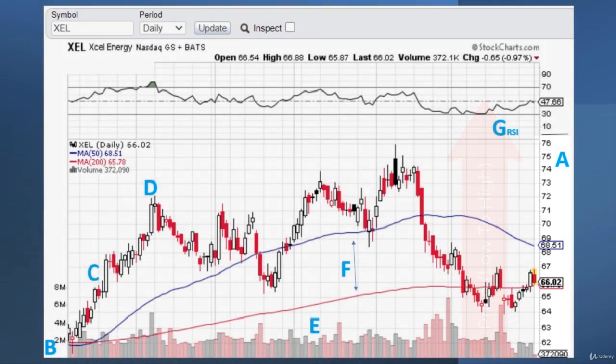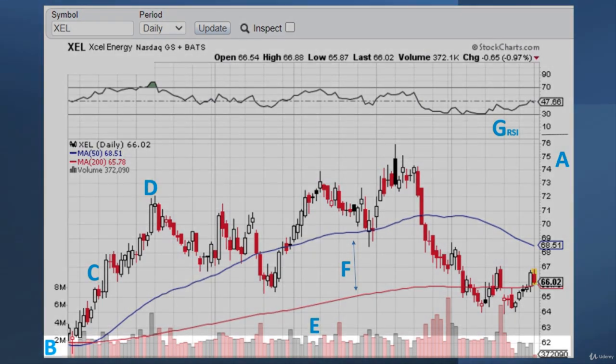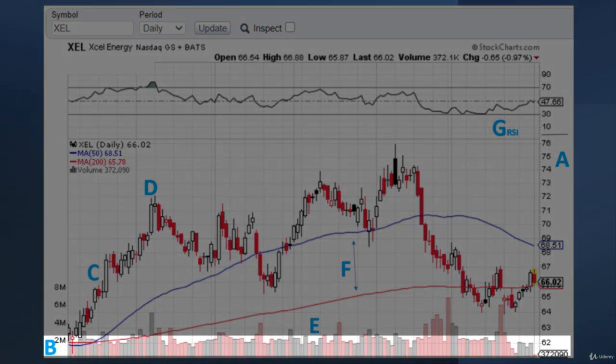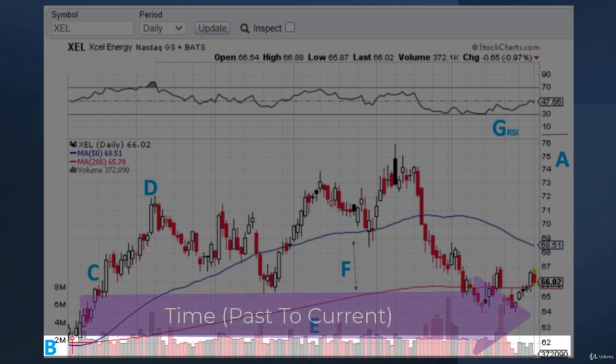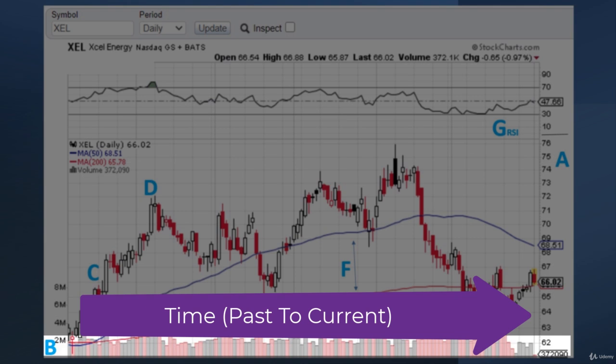So that's the right-hand side, or the vertical axis, which would be the price. On the bottom, on the horizontal, and you can see the letter B there to the left, would be the time frame. And time would go from left to right. So farther back in time would be to the left, and more recent time would be to the right.